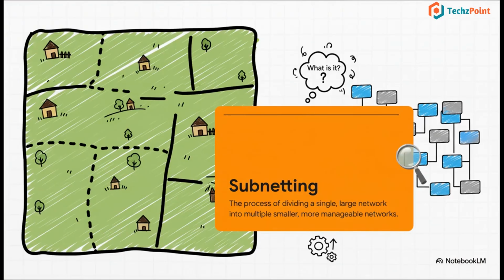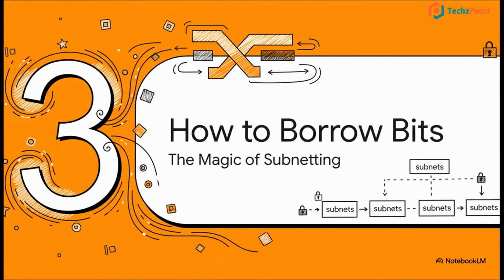So, what is it exactly? Well, at its heart, subnetting is kind of like taking one giant open field and dividing it up into a perfectly organized neighborhood with smaller individual lots. It's all about managing that space so that none of it goes to waste. Okay, so how does this magic trick actually work? Well, it all comes down to a concept called borrowing bits. I know it sounds a little weird, but it's a remarkably simple idea that has a massive impact.